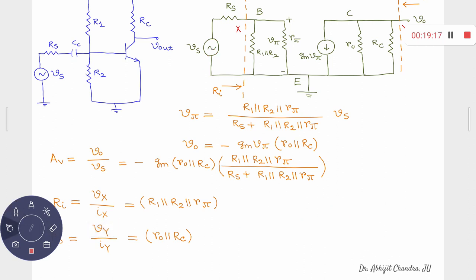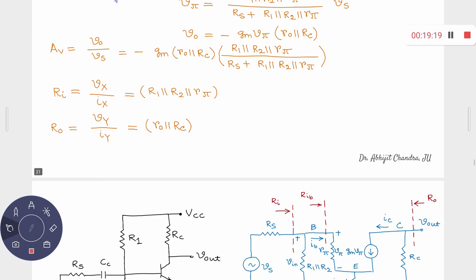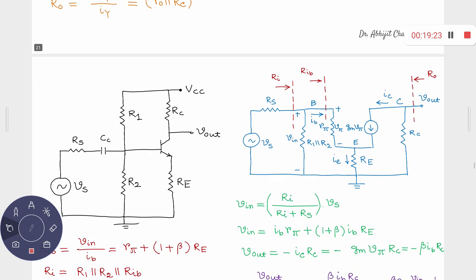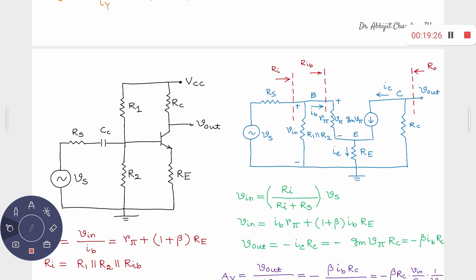Okay, so now with this understanding, let's make the circuit a bit more complicated. This time we have incorporated one emitter resistor. You have the voltage divider bias, this R1 R2 combination is still there, and last time the emitter was connected to DC ground. This time we have connected some resistor RE between the emitter and the ground.